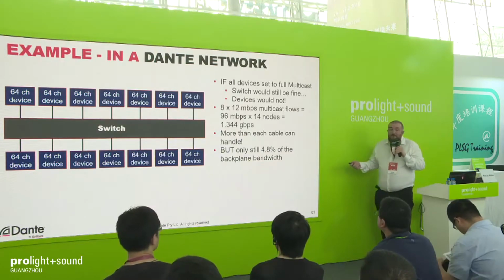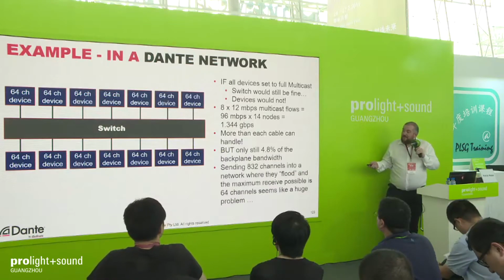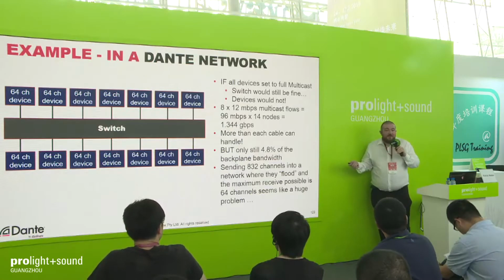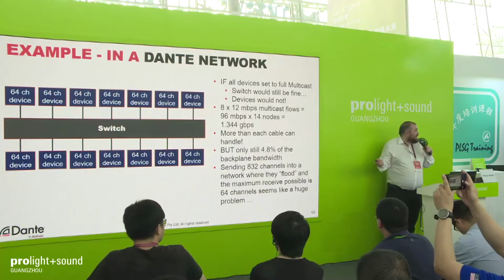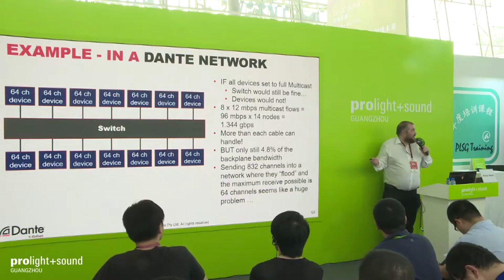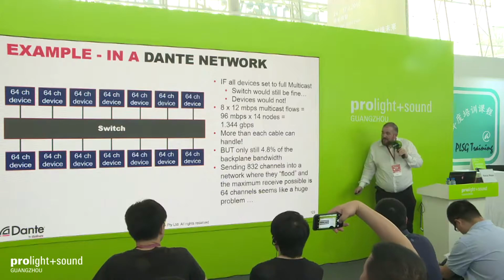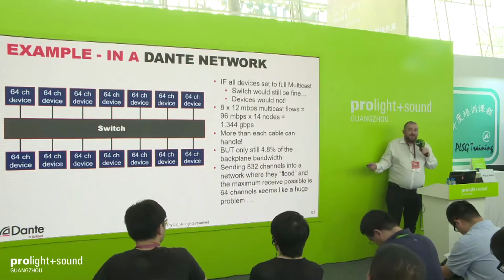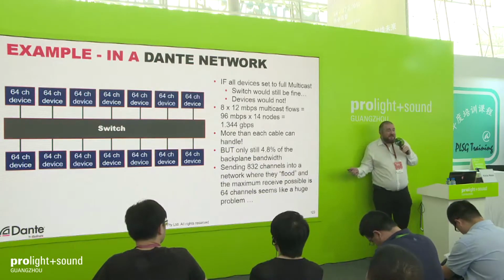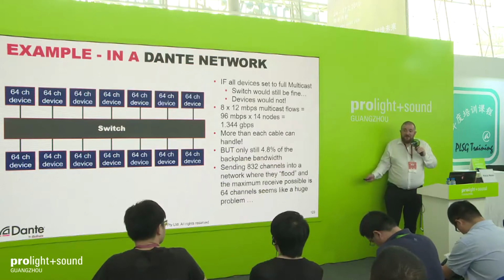We're still only using 4.8% of the possible bandwidth of the switch. Is nothing. So what we should be doing here is turning on IGMP snooping. That would immediately solve our problem. That would suddenly drop us back down to a very, very manageable amount of bandwidth. Remember, we're sending 832 channels of audio here. That's not an insubstantial amount of audio traffic, okay? Most people don't do networks that size.